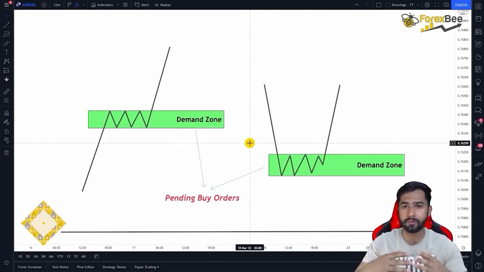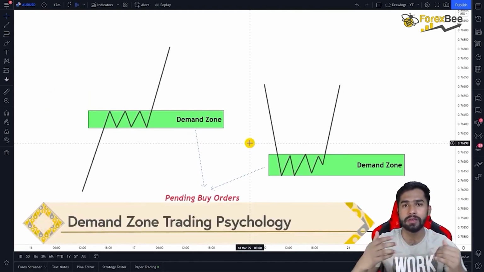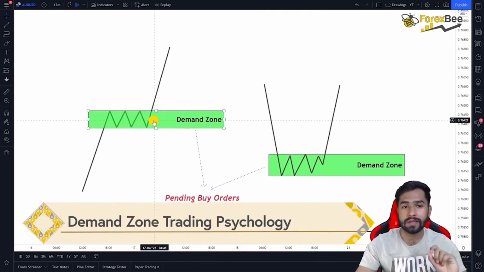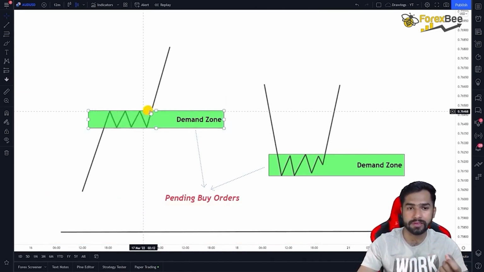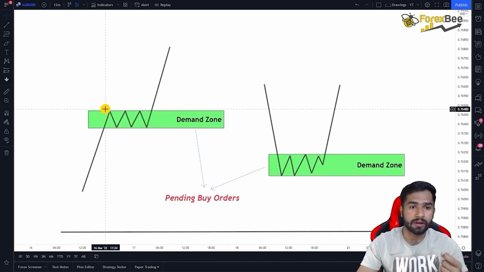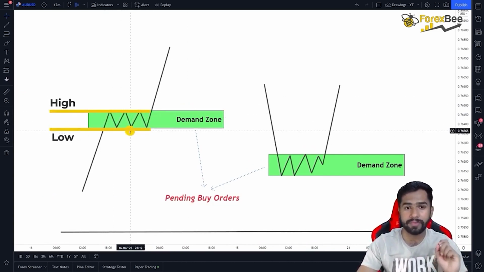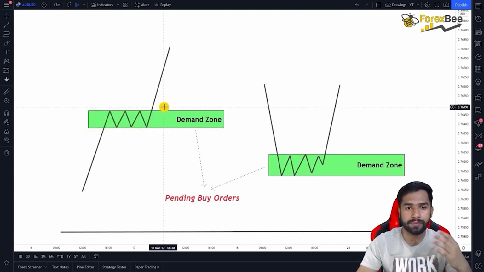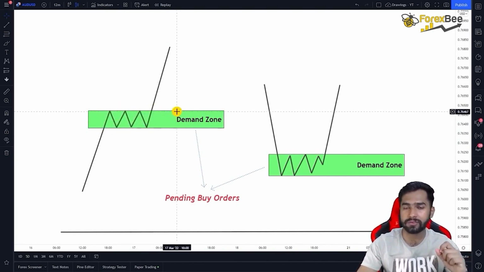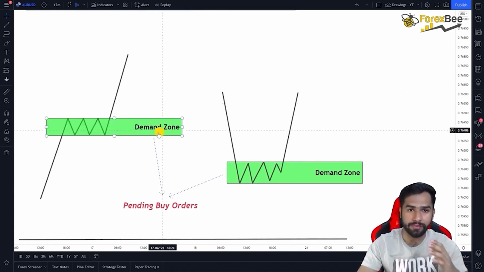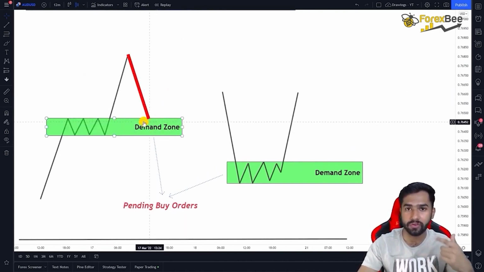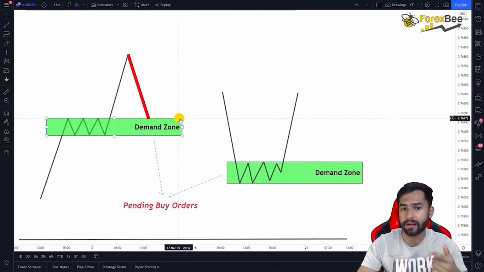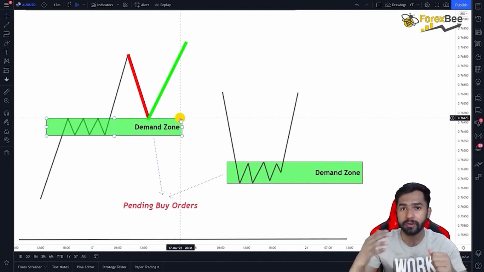Now let's talk about what is the trading psychology and how institutions use these demand zones for their trading. So once a demand zone is created, as you can see here, our demand zone would be around the high and low of the base candles or the base region, okay? And what institutions would do, they would put their pending orders at this demand zone. So after the formation of the demand zone, the market is likely to come back here in order to pick those pending orders that are placed, and then after that it will again give a very big bullish move, okay?